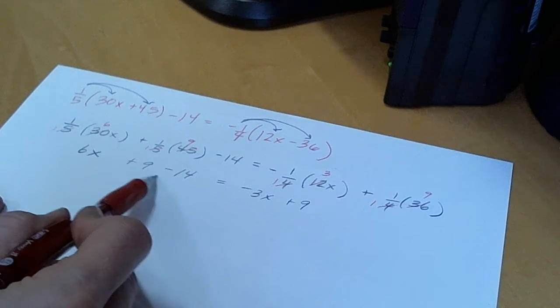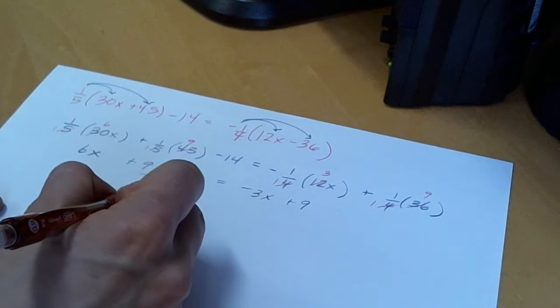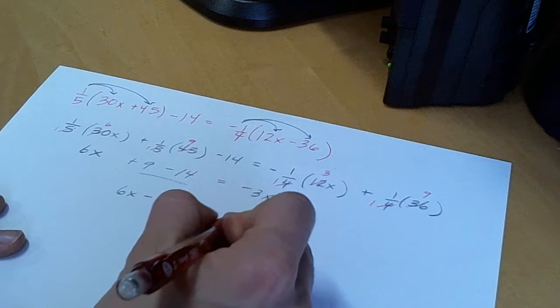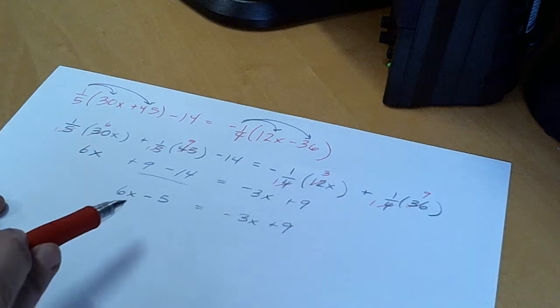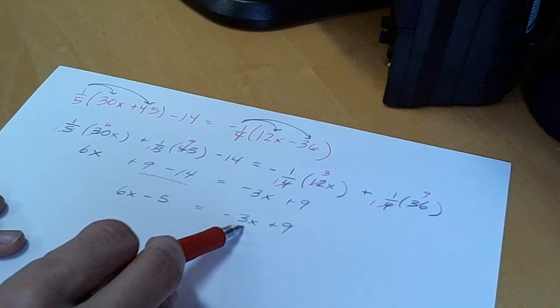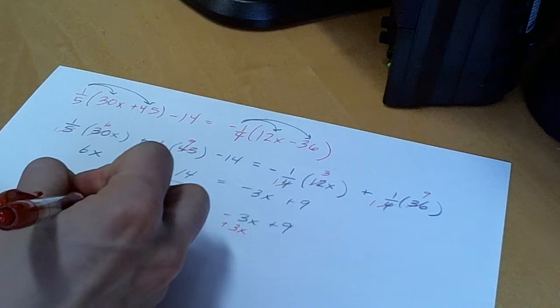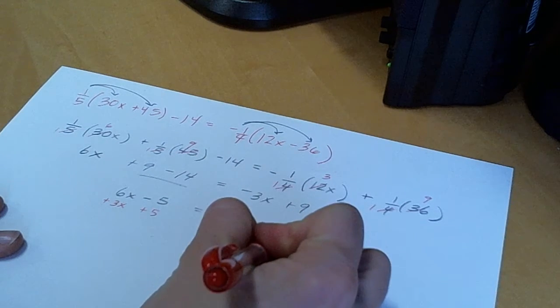Go ahead, collect like terms. We just have those two constants to collect here, so we will end up with 6x minus 5 equals negative 3x plus 9. And then what I would suggest doing is moving the constants to the right, and the variables, the negative 3x, to the left. And I'll keep our terms with the variable positive, but it doesn't really matter. We could have gone the other direction.